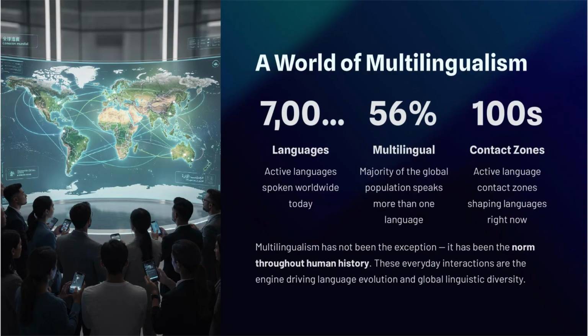This slide reminds us that multilingualism is not unusual. In fact, it is the normal condition of human society. The world contains thousands of languages, and a large part of the global population speaks more than one language. There are also hundreds of active contact zones where languages continue to influence one another right now. This means that language contact is not only a topic of the past. It is an ongoing reality of the modern world.